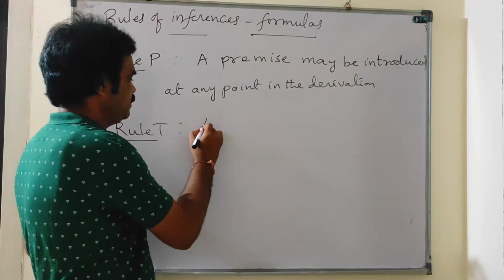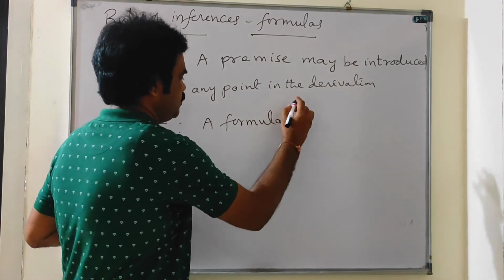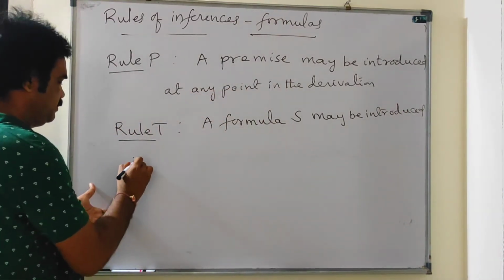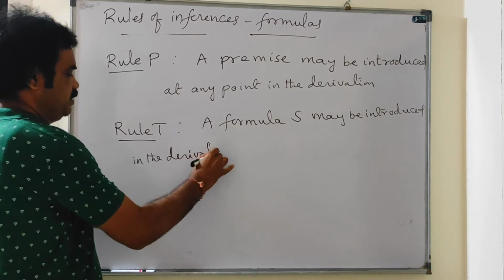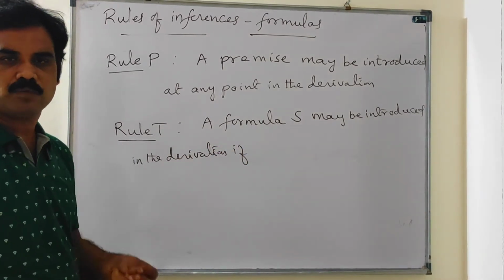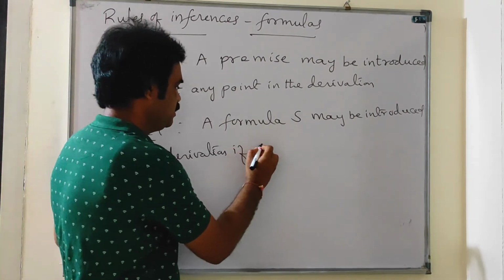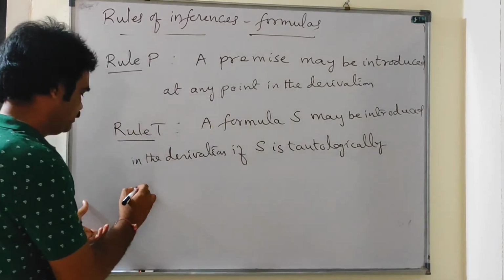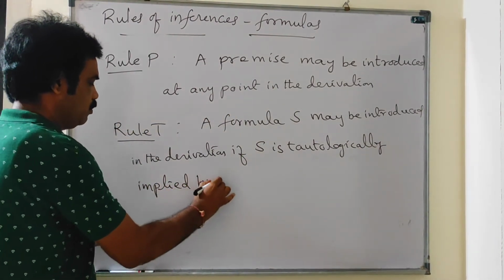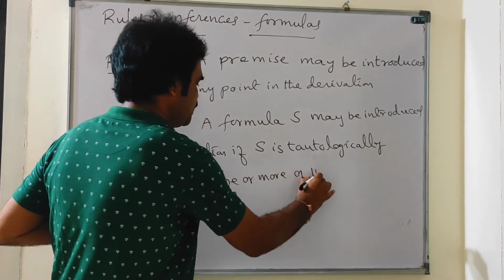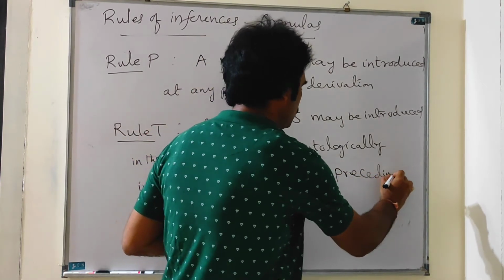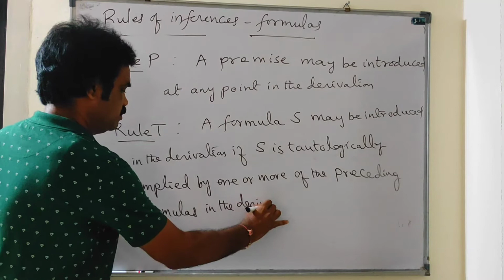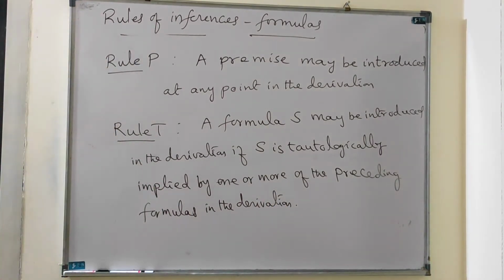Next, rule T. Rule T means a formula S may be introduced in the derivation if S is tautologically implied by one or more of the preceding formulas in the derivation. Okay, these are rule P and rule T.